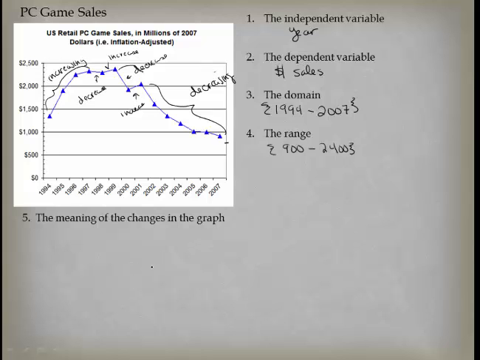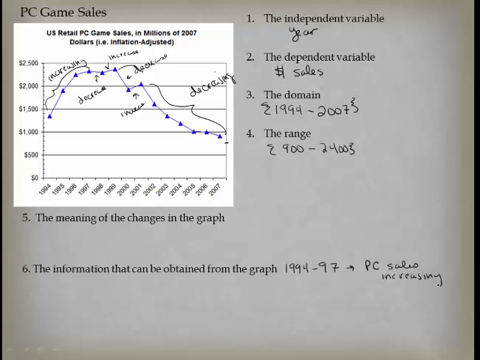Okay. And the information that can be obtained from the graph. Well, between 1994 and 1997, PC game sales were increasing. This was probably due to the fact that during this time period there was a rise in personal computers.